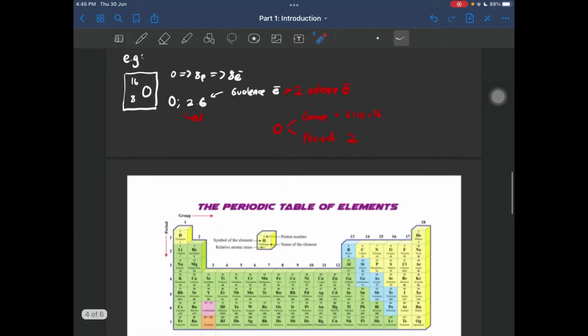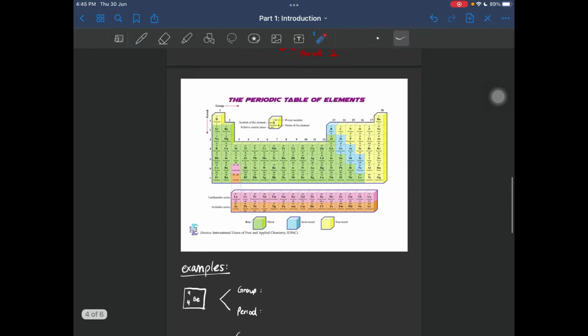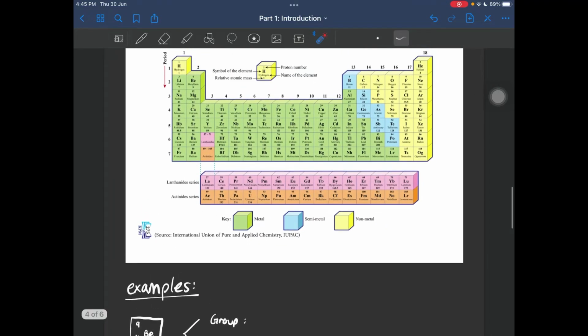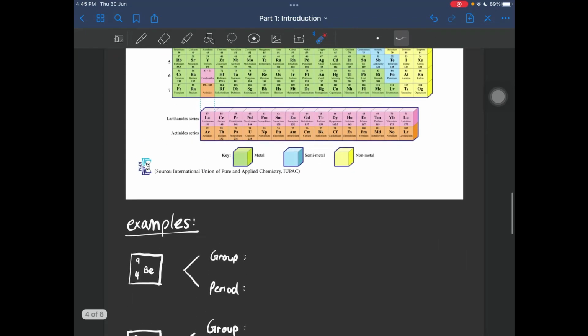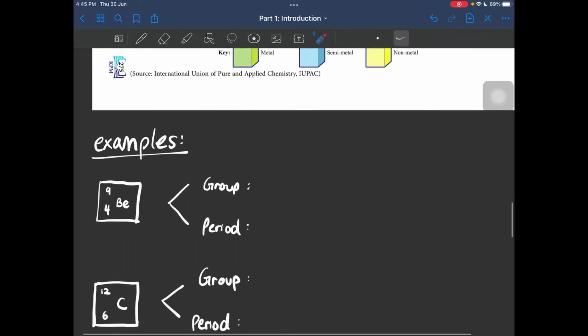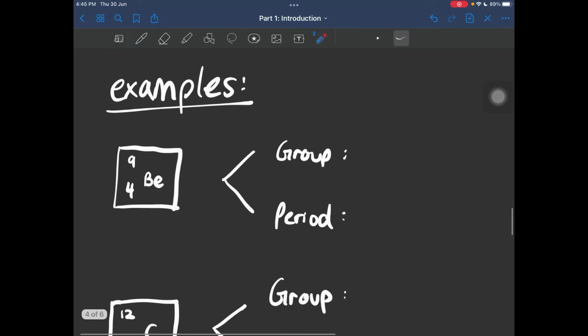So now that we already know how the elements in the periodic table are arranged and how the periodic table is constructed, let's look at a few examples in order for us to understand better how we could answer these questions if they come out in our exams. So let's say we have beryllium. Given that for beryllium, the nucleon number is 9 and the proton number is 4, as given here.